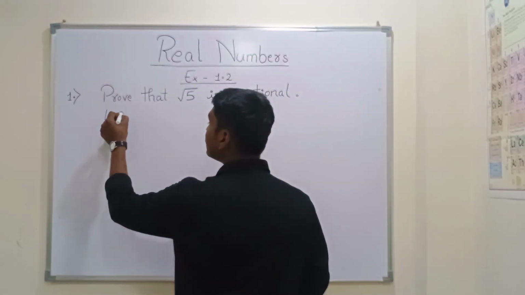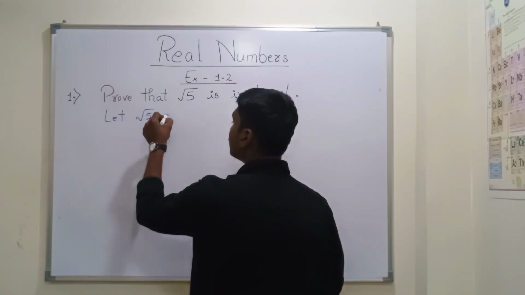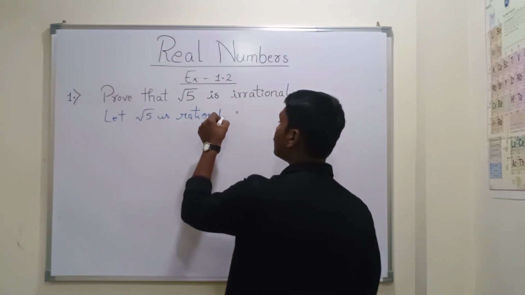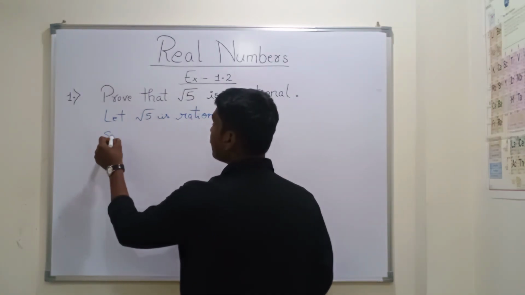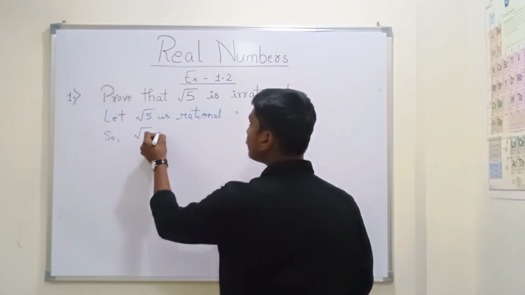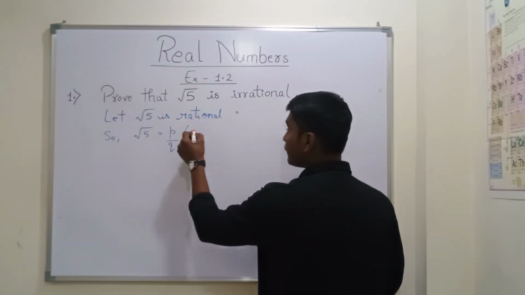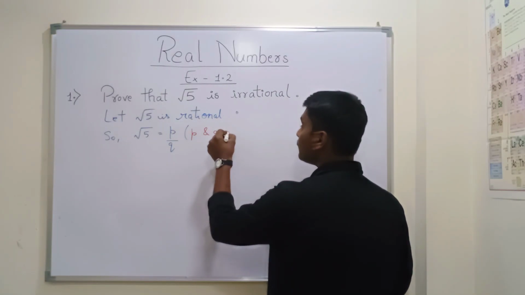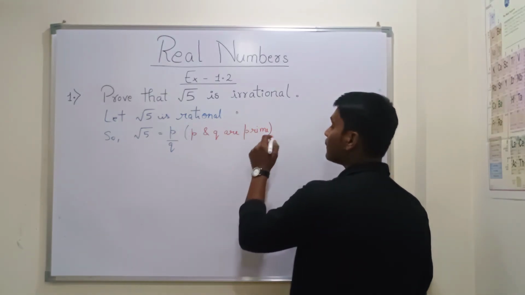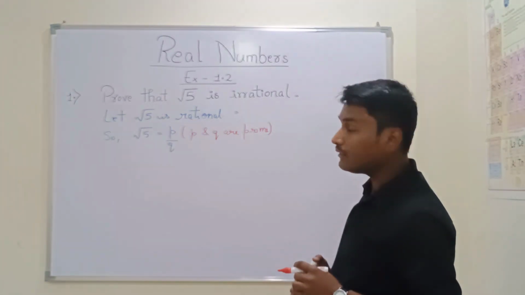So let us assume that root 5 is rational. So, if root 5 is rational, that means it can be written in the form of P by Q, where P and Q are prime, which means P and Q will not have any other factor than 1.